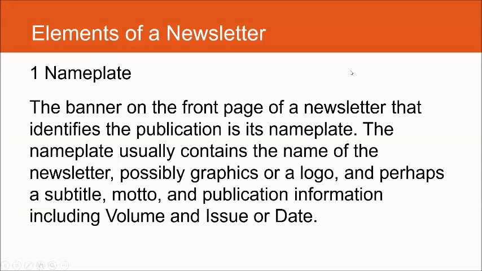So number one element of the newsletter is the nameplate. The nameplate is the banner on the front page of a newsletter that identifies the publication. The nameplate usually contains the name of the newsletter, possibly graphics or a logo, and perhaps a subtitle, motto, and publication information, including volume and issue date. So the nameplate, of course, is like the title of your company.